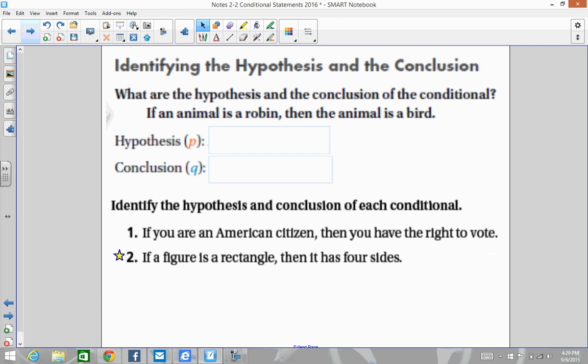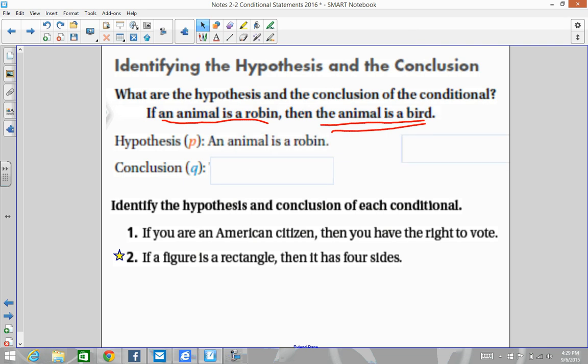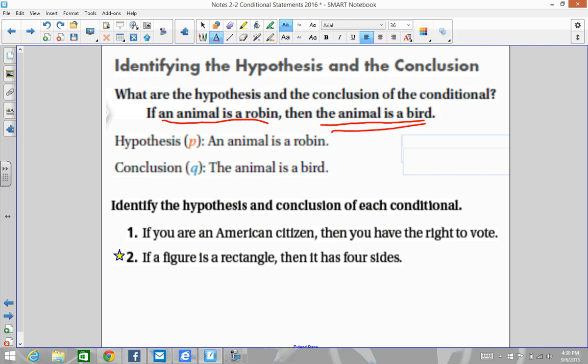All right, so identifying the hypothesis and conclusion. What is the hypothesis and conclusion? If an animal is a robin, then the animal is a bird. If we look at this, the hypothesis is everything after the if, and the conclusion is everything after the then. So we can see here that the hypothesis is an animal is a robin, and the conclusion is the animal is a bird. So pause the video and do these two down at the bottom. When you're ready to see the answer for number 1, start the video back again. Number 2 will be in your notes, and I'm going to be checking that one.